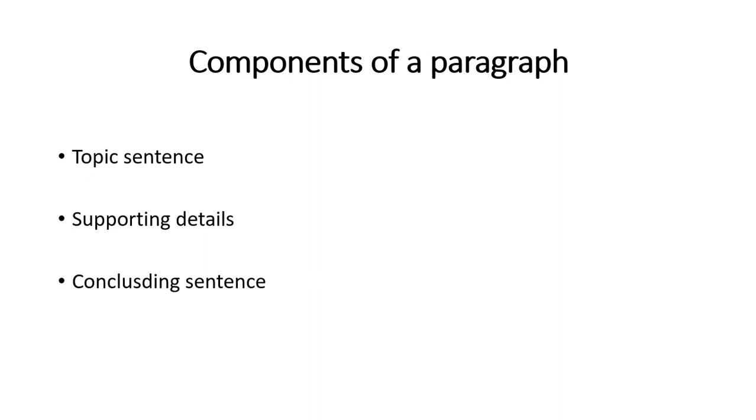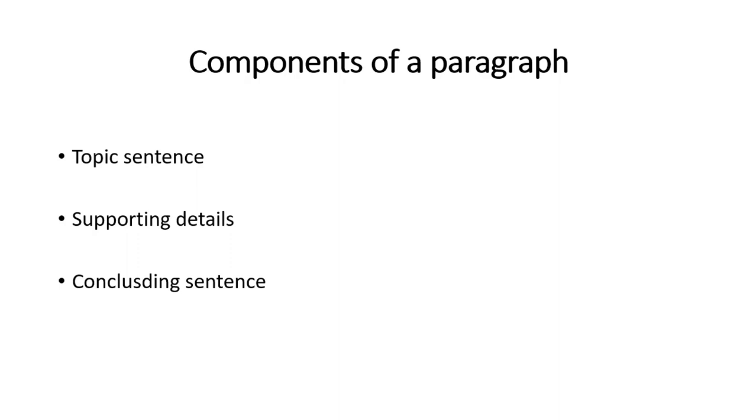So to start with, the components of a paragraph are as follows. The first component is the topic sentence. That is the first sentence in the paragraph. It can be in the middle or at the end, but it doesn't matter. So here the topic sentence introduces the main idea that the paragraph is going to speak about.